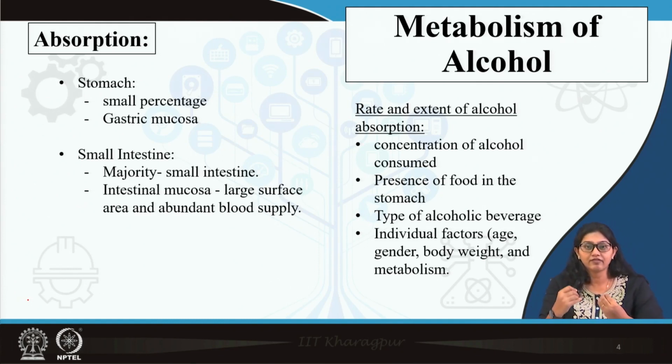There are different factors which actually decide the rate and extent of alcohol absorption, like the concentration of the alcohol which is consumed as well as the type of alcoholic beverage. Then regarding the person who is consuming alcohol, their individual factors like age, gender, body weight, their metabolic capacity, then also whether they are fed or not, based on that the rate and how much alcohol will be absorbed are decided.